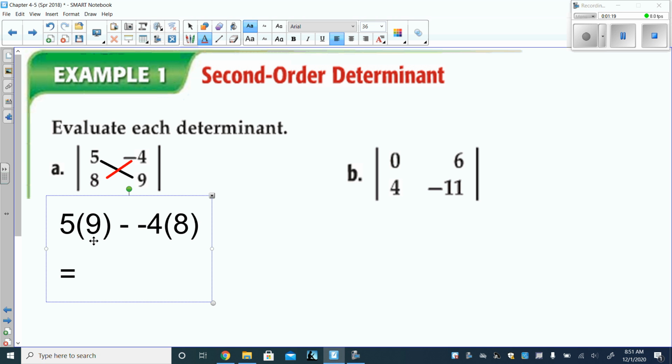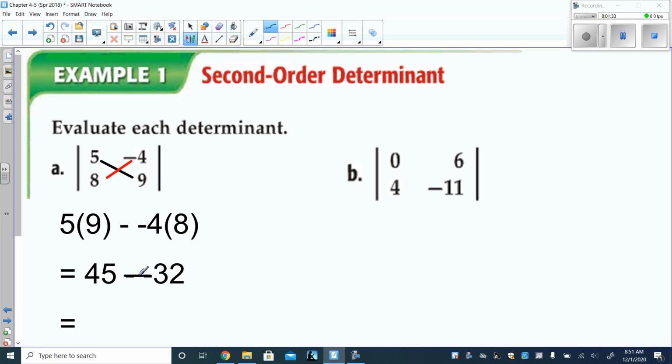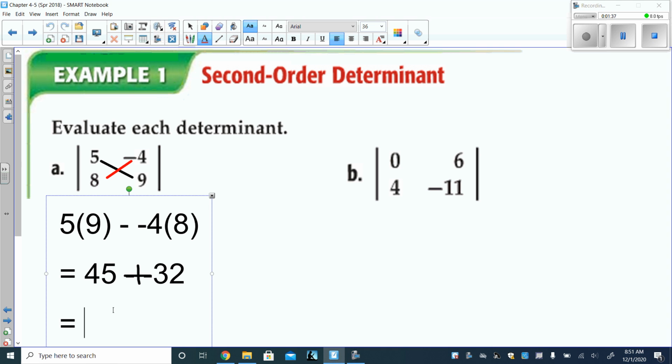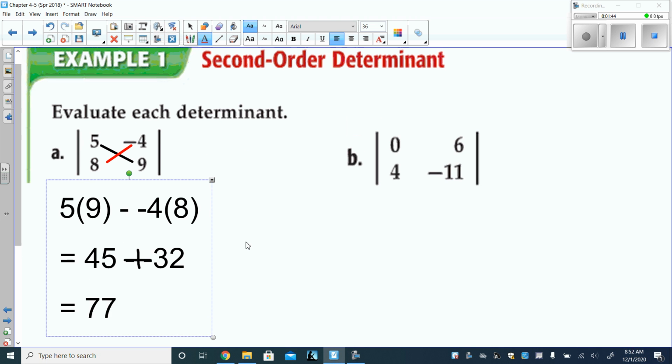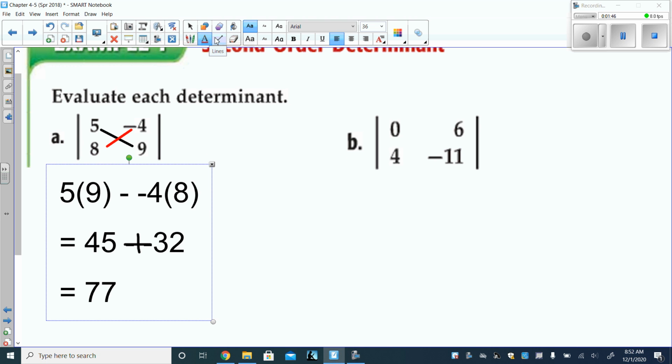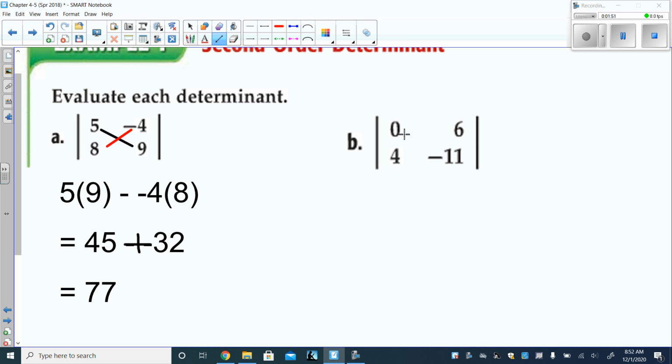Well, 5 times 9 would be 45. Minus, well, negative 4 times 8 would be negative 32. Here a negative and a negative will make a positive, and 45 plus 32 will be 77. And that's all we have to do to find the determinants. We're just doing our diagonals. So we'll do it again.